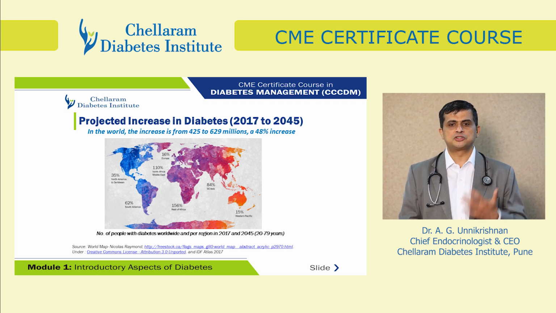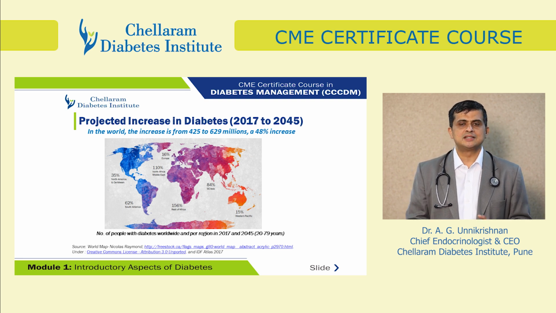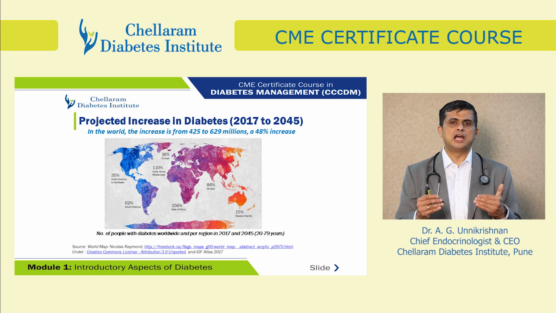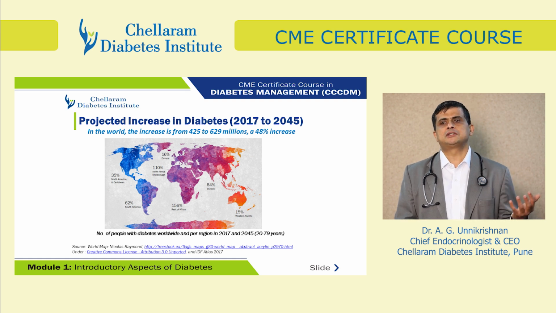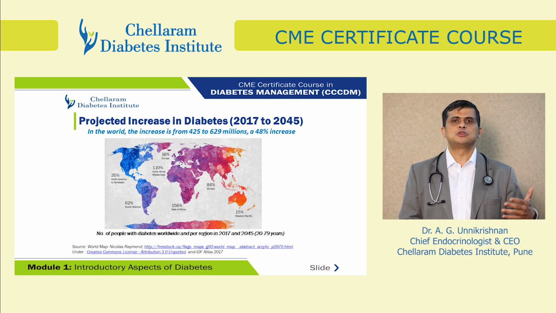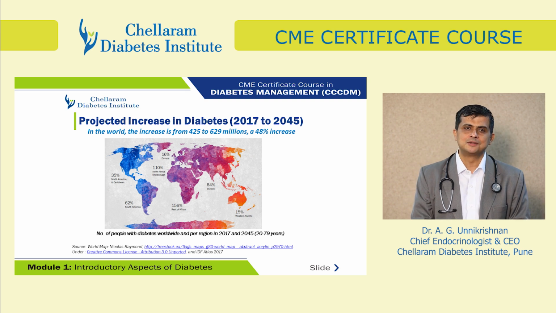From Europe and Australia, that is Western Pacific, the increase is about 15 to 16%. So you will see that in Africa and Asia, there is going to be a remarkable increase in diabetes, which is of course a projected number from the year 2017 to 2045, and that's a 48% increase.